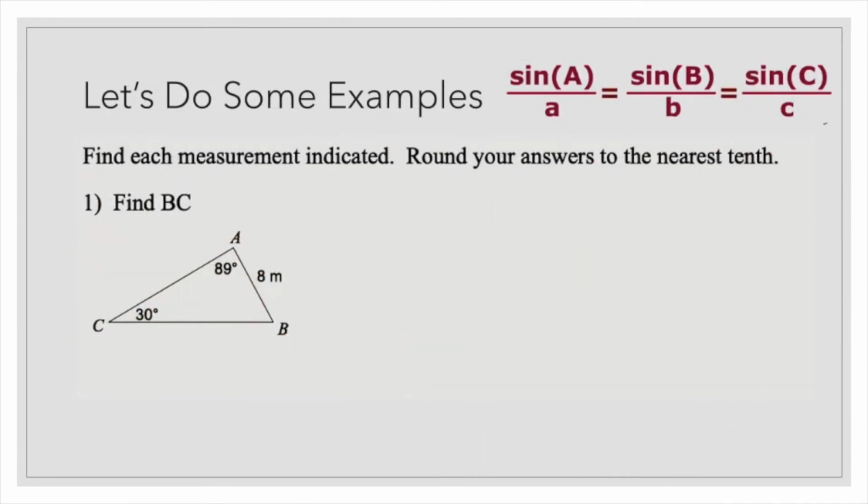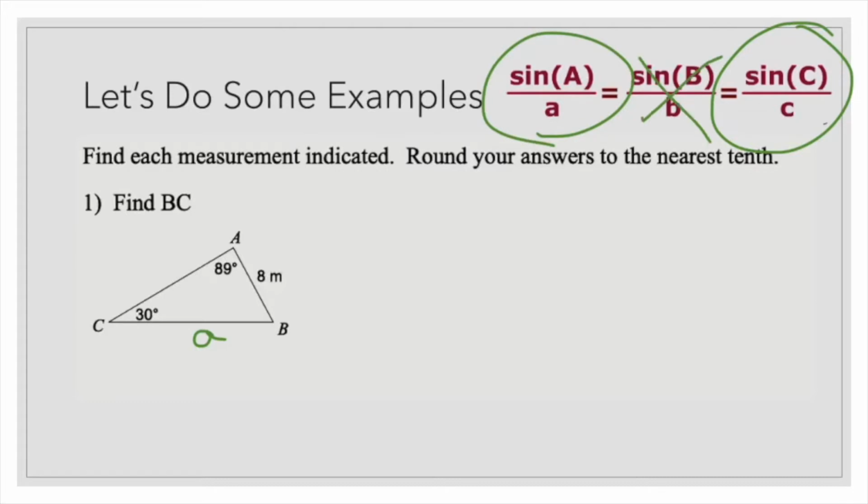So this time, I know two angles and a non-included side. I know angle C and side c. So I know I'll be using this. And I know angle A. And I'm looking for BC, which is little a. So I will be using this one. I will not be using the B.